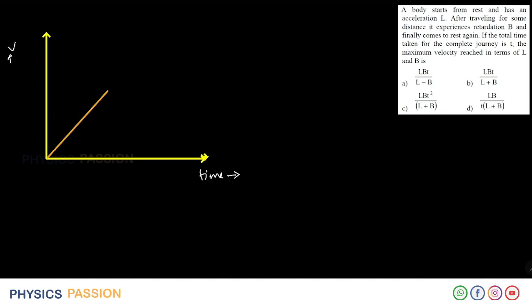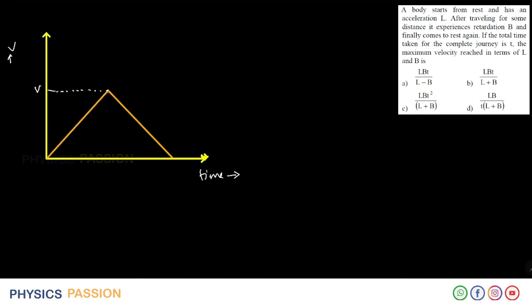And then after that it has deceleration and comes to rest. Deceleration means the slope has to be negative, and it finally comes to rest. The total time of travel is t. Then we have to find the maximum velocity. In this graph you can see that the maximum velocity is here. This is our maximum velocity.